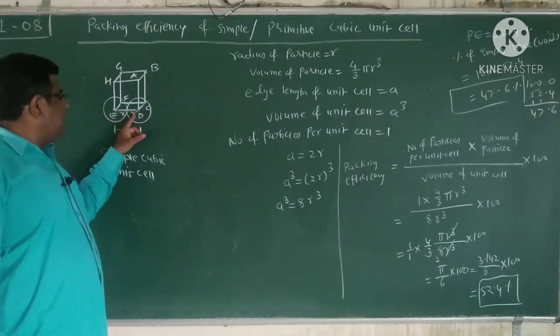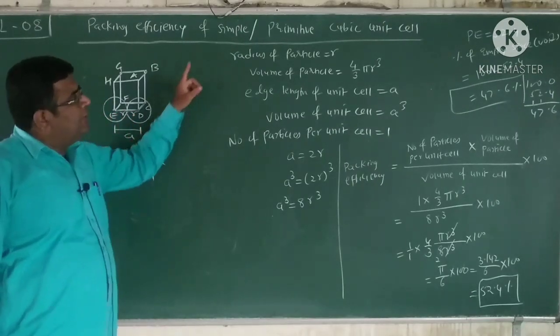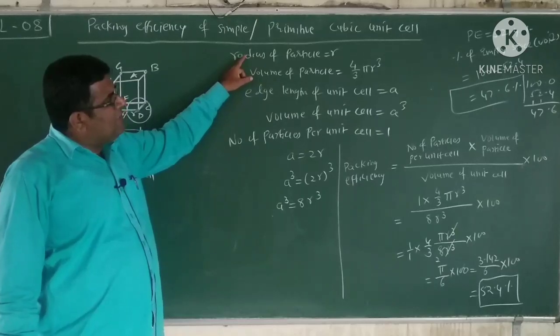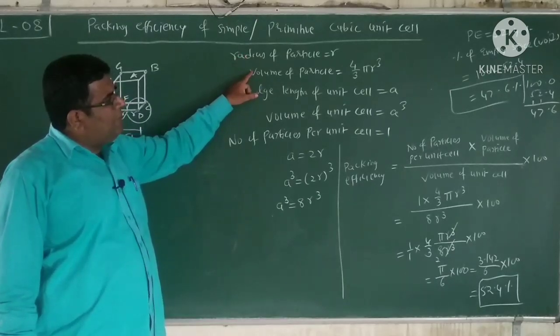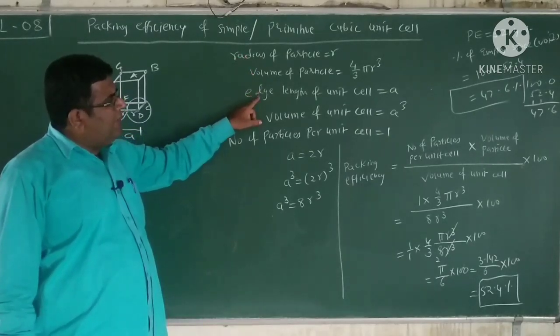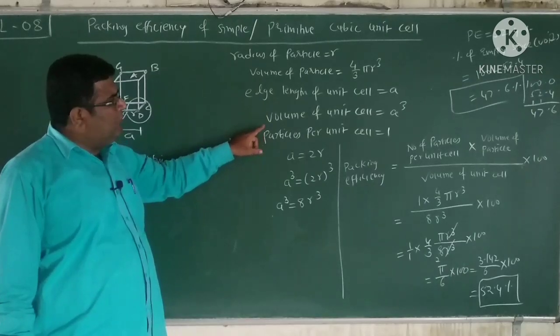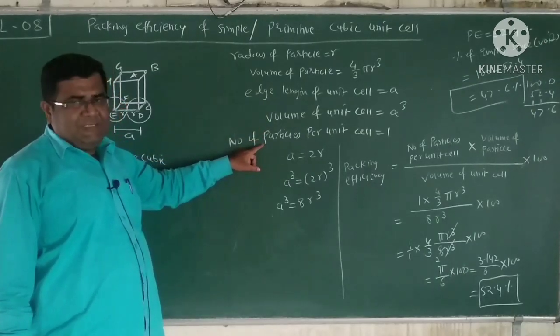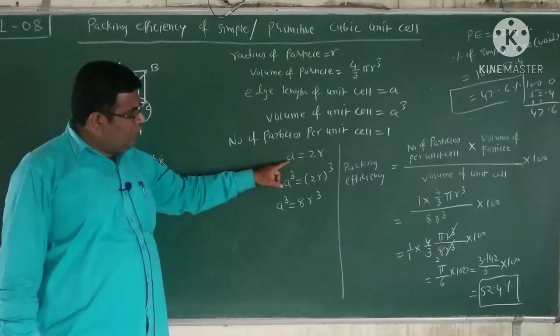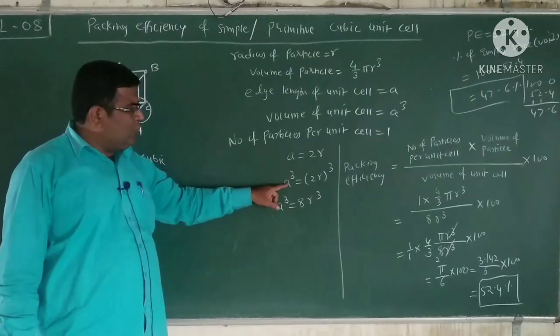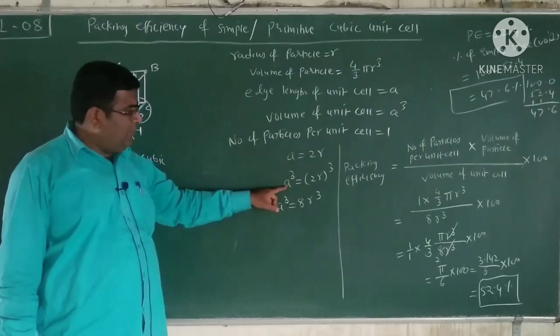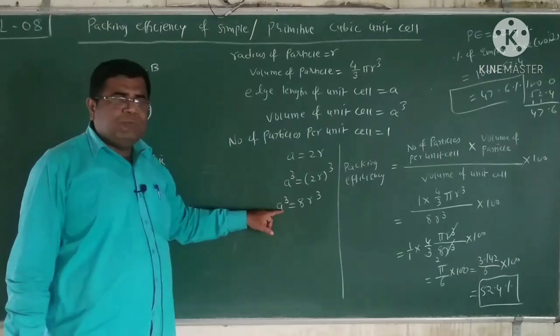2 times radius is equal to the edge length. Write the radius of particles, volume of particles 4 by 3 pi r cube. Its length is A. Volume of unit cell is A cube. And number of particles per unit cell is 1. A equals 2 times radius. A cube is equal to 2 times radius cube. A cube is equal to 8r cube.